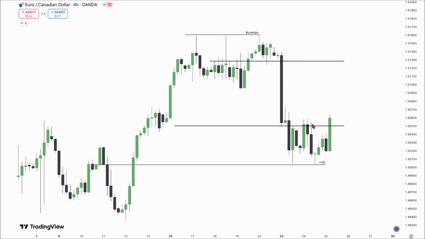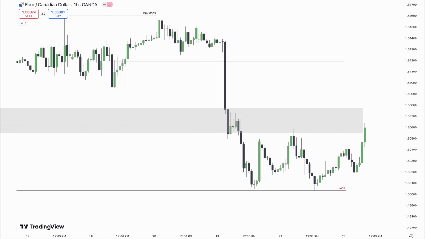We are on the 4-hour chart, and after taking these buy stops, price shows displacement to the downside and then retraces a little bit. Here we have a gap, and also we have a breaker block aligning with the daily FVG, so we mark out that breaker block. Next, we switch to the hourly chart and wait for the 8 AM candle to close.